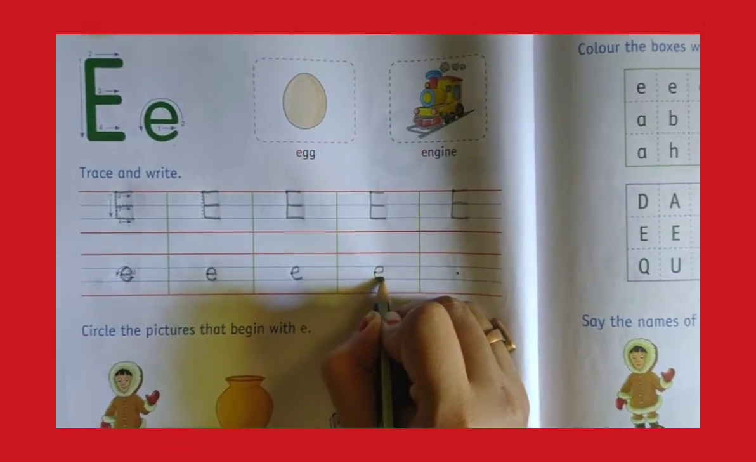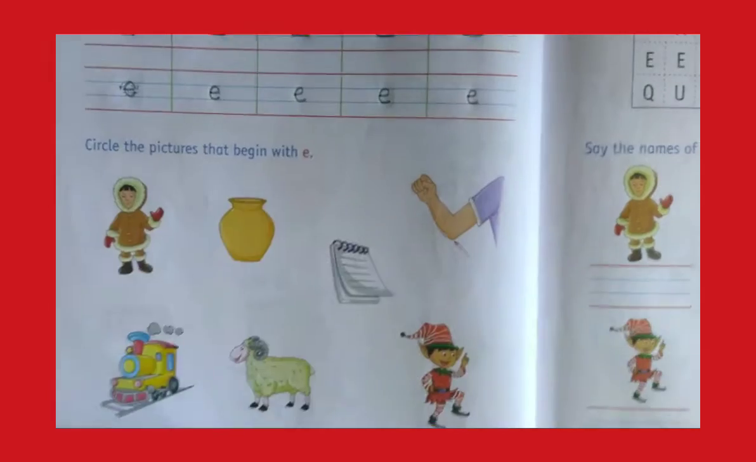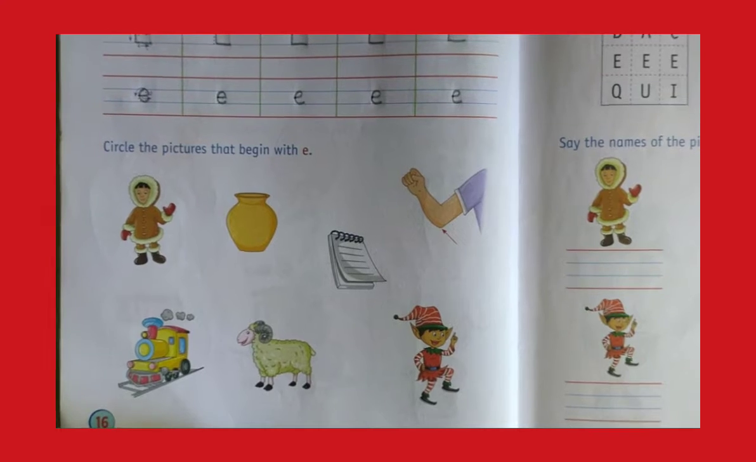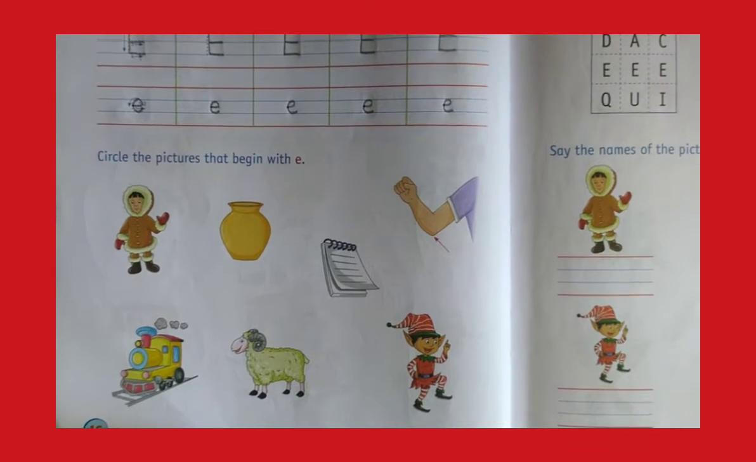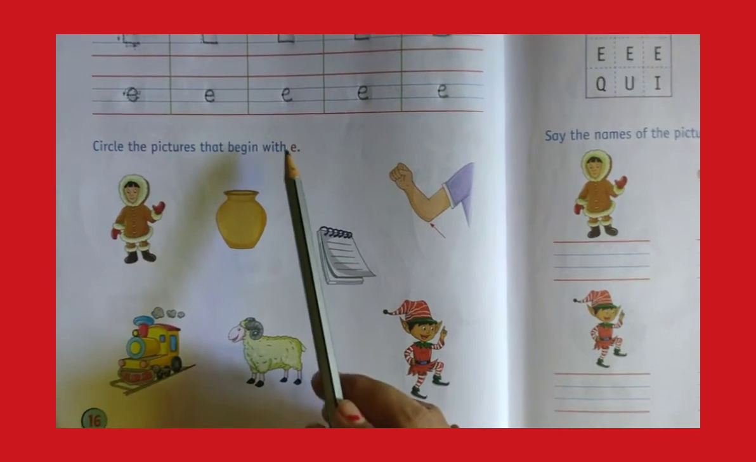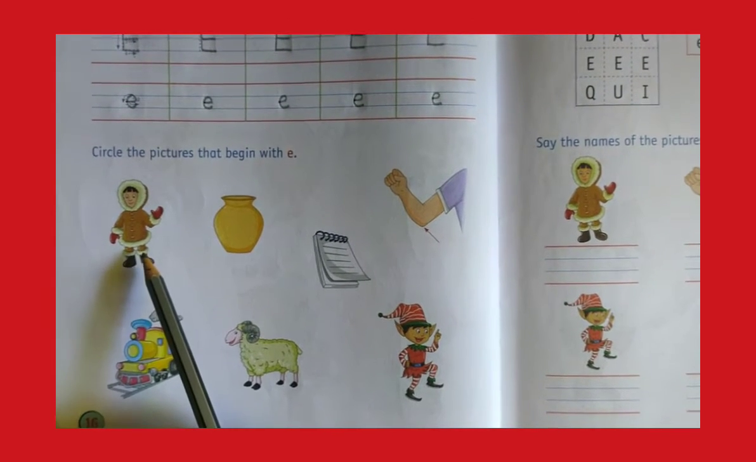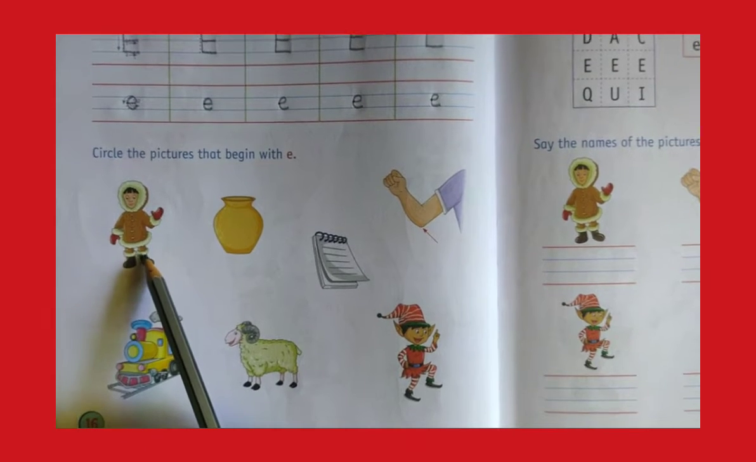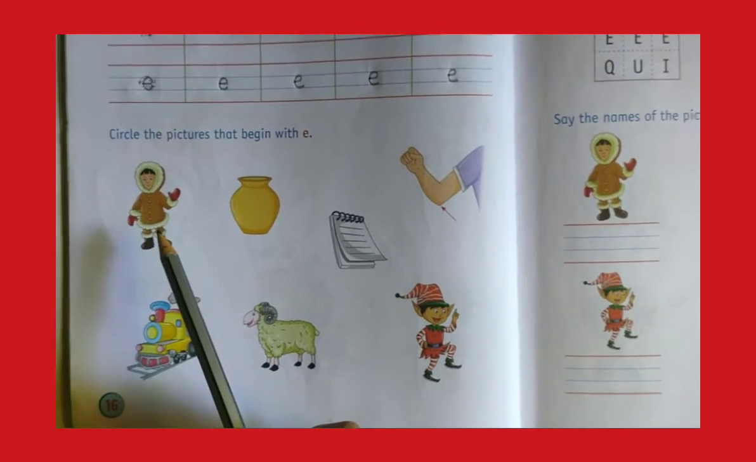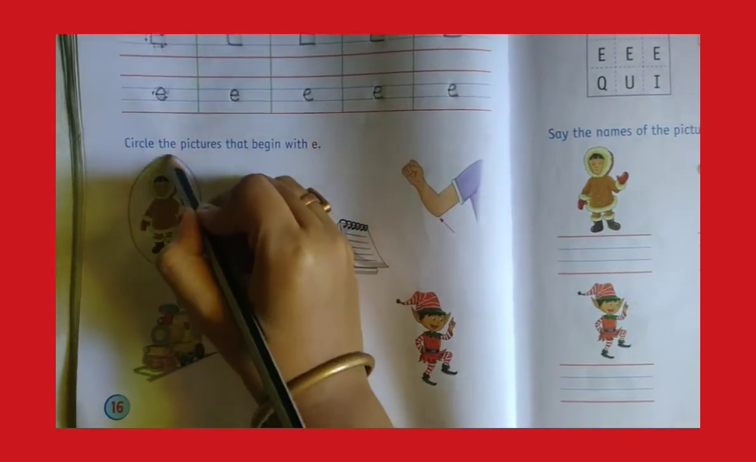You have to write in your book. Okay. Next question. You can see, circle the picture that begins with E. Some pictures are given here. Now we have to identify those pictures. These begin with E, small e. Okay. So first picture is, what is this? Eskimo. Yes, the picture is Eskimo. So Eskimo is starting with the letter E. Okay. So circle the picture Eskimo.